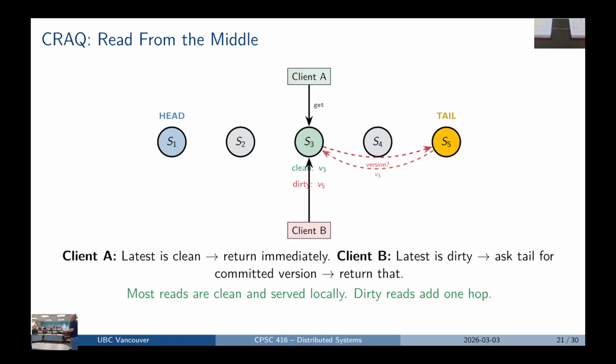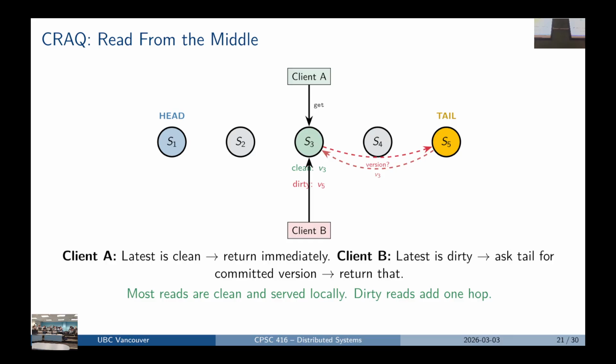So if the node you're reading from thinks that the value is clean, it just returns it. If the value at the node you're reading from is not clean, it either has to go and check with the tail, or it has to tell the client to go check with the tail. The effect is the same.